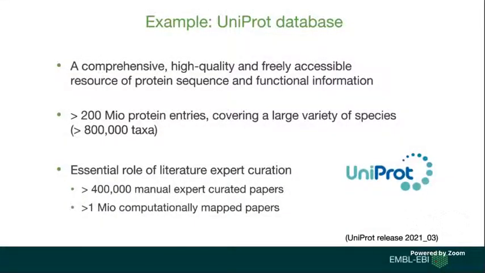So to illustrate how literature curation works, I will use the example of how we do that in the UniProt database. UniProt is a comprehensive, high quality and freely accessible resource of protein sequence and functional information. We have more than 200 million protein entries that cover a large variety of species. At the last release, we covered more than 800,000 taxa. And literature curation plays an essential role in UniProt. Indeed, we have more than 400,000 manually expert curated papers, and we also add more than 1 million computationally mapped papers.